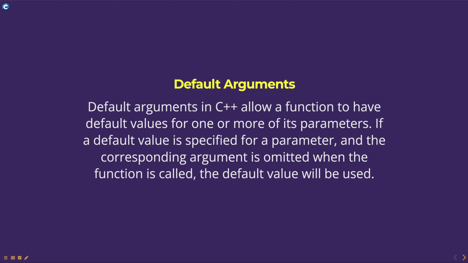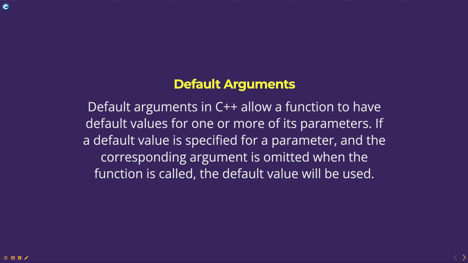Default arguments in C++ allow a function to have default values for one or more of its parameters. If a default value is specified for a parameter and the corresponding argument is omitted when the function is called, the default value will be used.